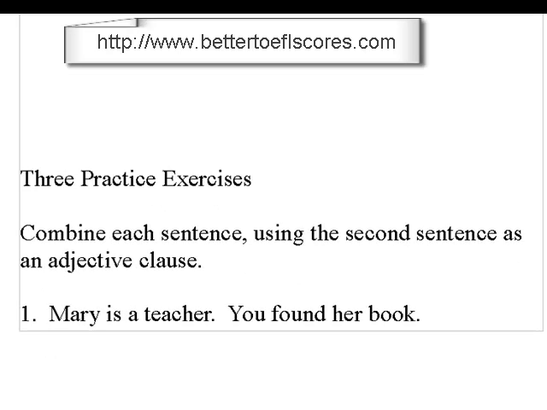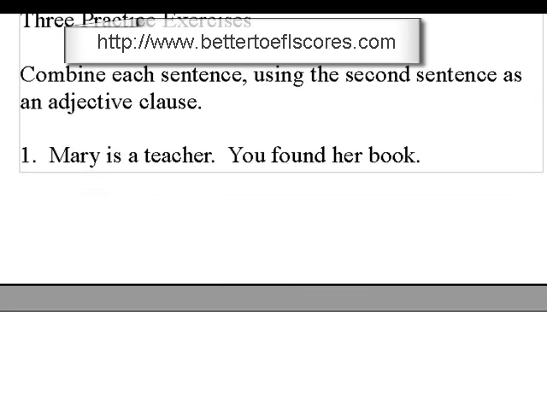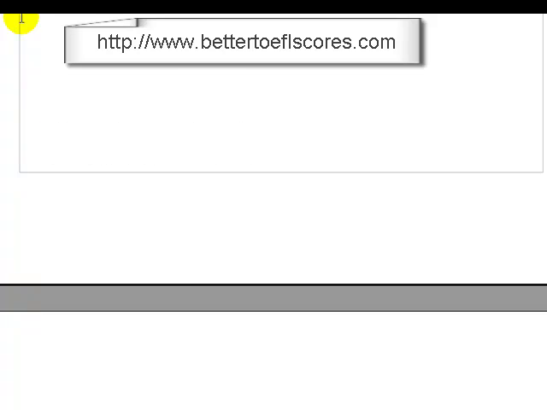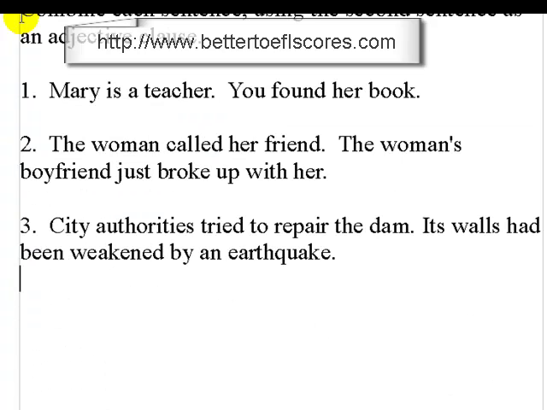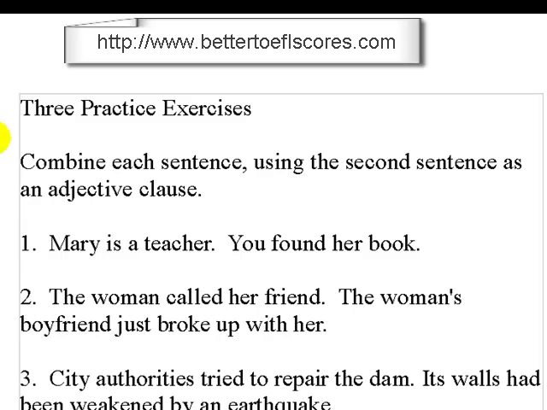How about these three? I want you to look at these three sentences. It says, combine each sentence using the second sentence as an adjective clause. Number one: Mary is a teacher. You found her book. Number two: The woman called her friend. The woman's boyfriend just broke up with her. And number three: City authorities tried to repair the dam. Its walls had been weakened by an earthquake. Pause the video now to begin practicing.